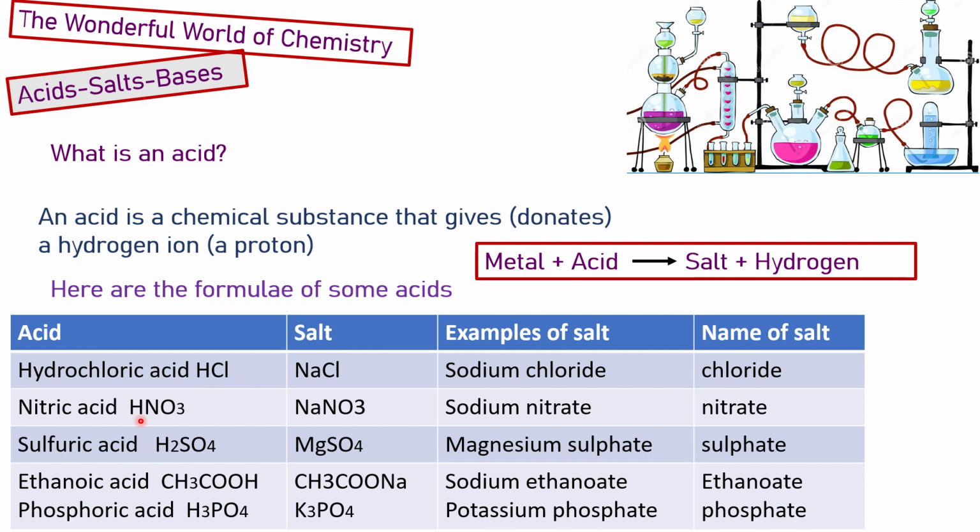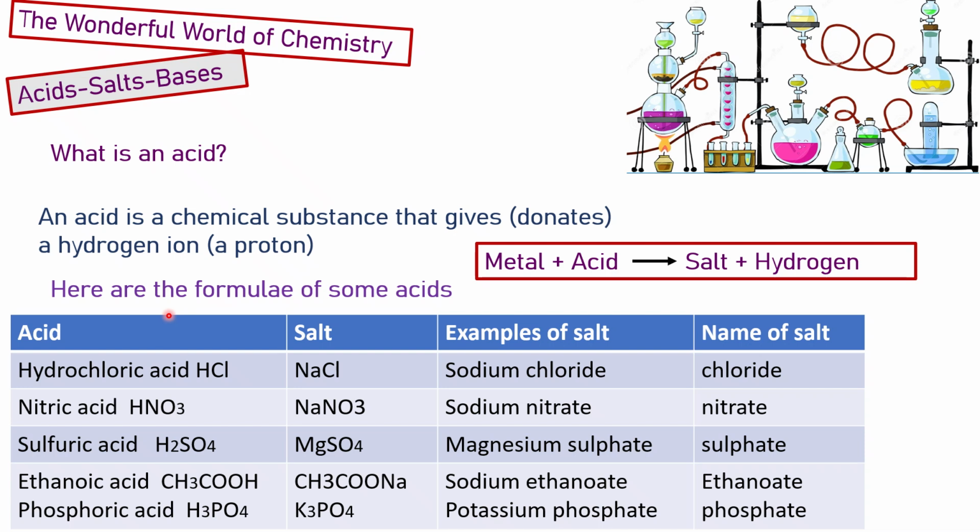Nitric acid, sulfuric acid, ethanoic acid, and phosphoric acid. All of them in a chemical reaction can donate a hydrogen ion, which is also a proton. Now let's learn more about the reactions of acids. When an acid reacts with a metal, it produces a salt and hydrogen gas is released.